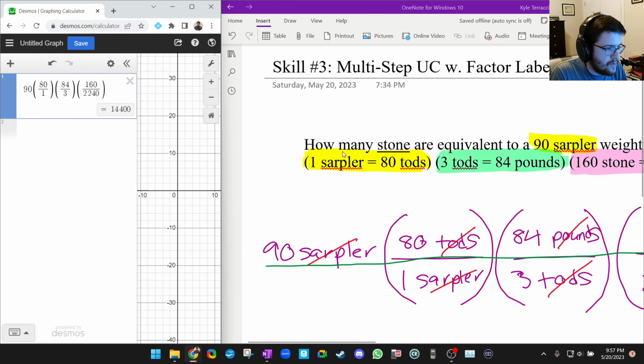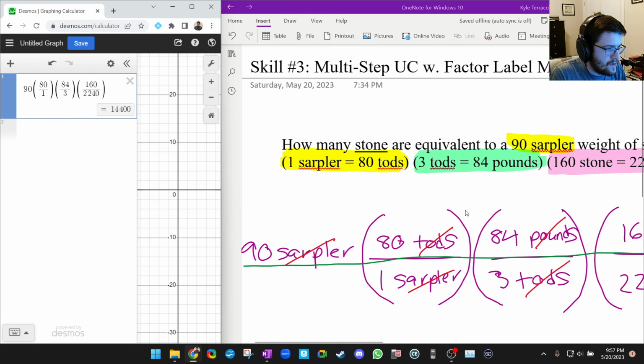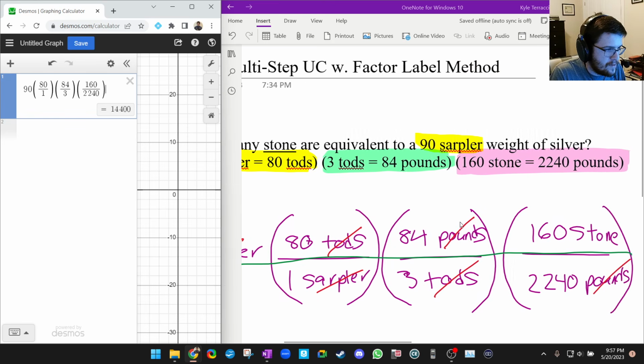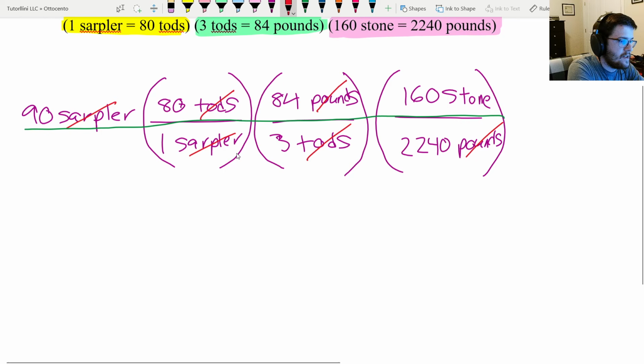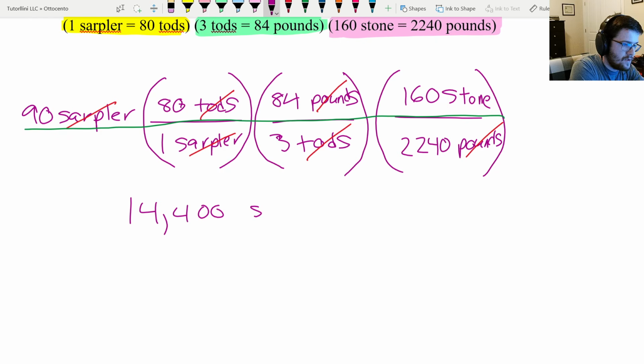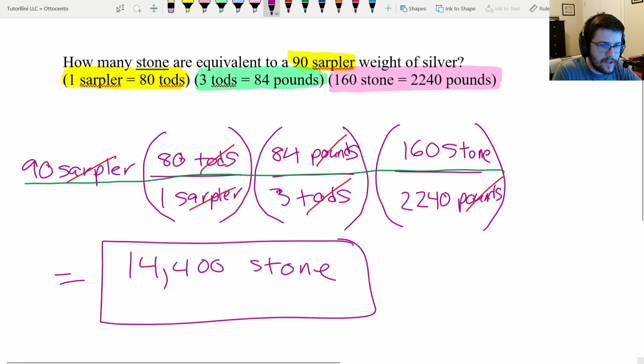And we should get 14,400. So let's jot that down. Let me just double check. 90 times 80 over 1 times 84 over 3, 160 over 240. Good. Okay, so we should get 14,400 stone as our answer. Okay, that's how you do a multi-step unit conversion. Let's move on to the next skill.